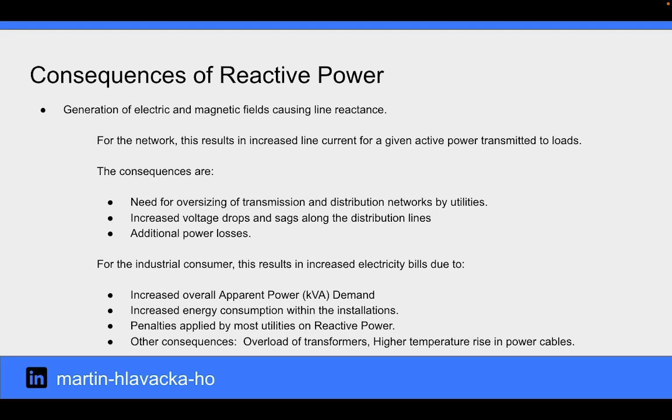For the industrial consumer, this translates into an increase in electricity bills due to increased overall apparent energy demand, increased power consumption within the premises, and penalties applied by most utility companies on the reactive power. The reactive power in the facilities also has other consequences such as the overload of the transformers, increased temperature rise in power cables, etc.